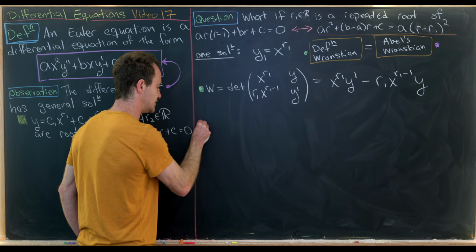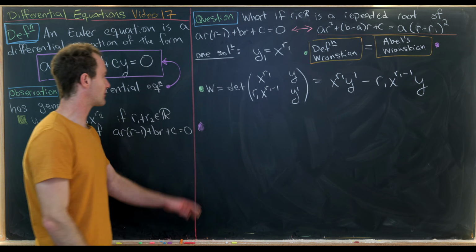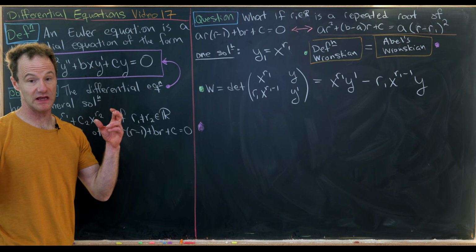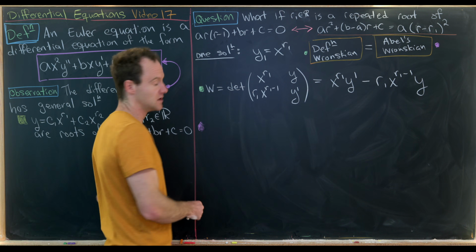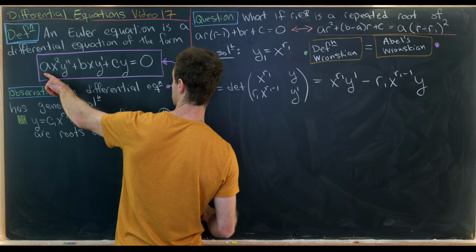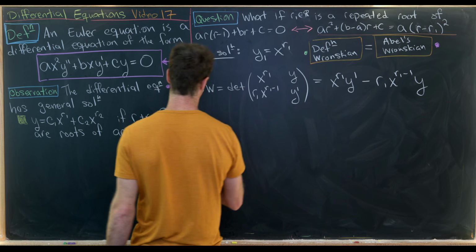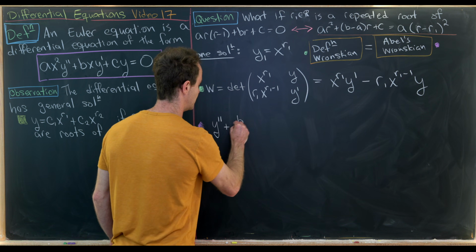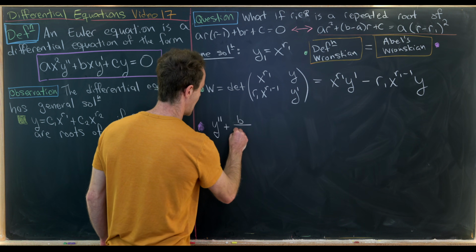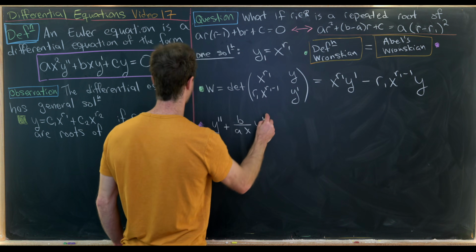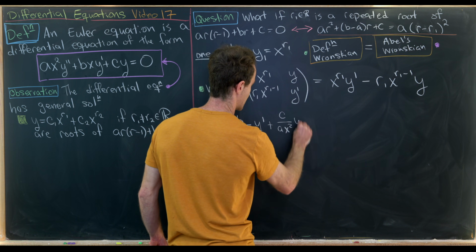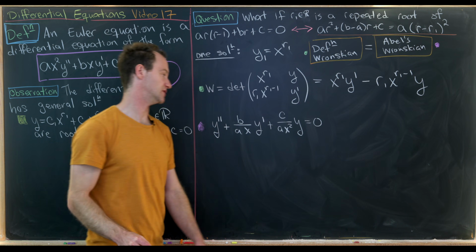So in order to do that, we really need to rewrite our differential equation slightly and do a little bit of work to get it maybe in the nice form. So let's take this and maybe divide by ax squared. That'll give us y double prime plus b over a times x y prime plus c over a times x squared equals 0. So that's our new differential equation.